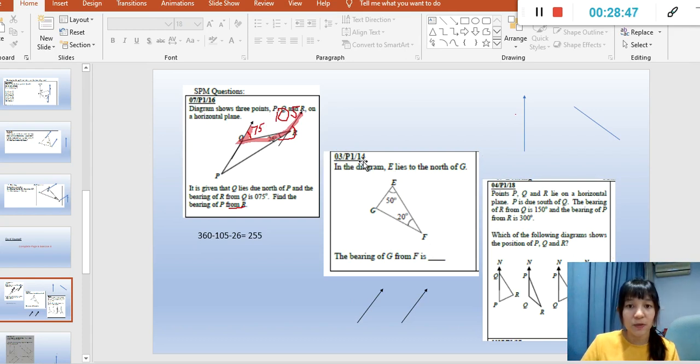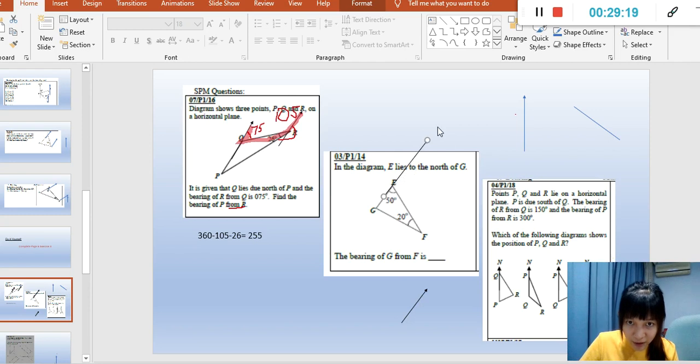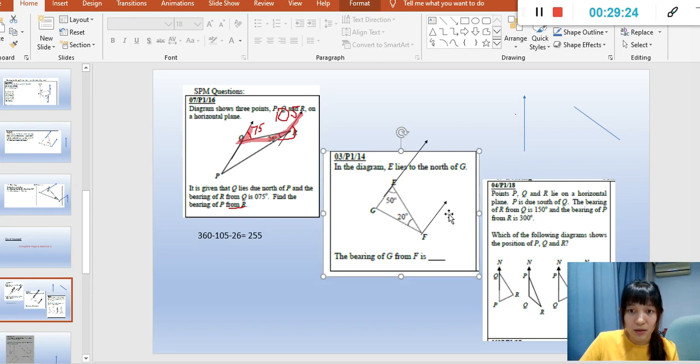Then the next question is the one below this, 2003 paper 1, question 40. In the diagram, E lies to the north of G. I have to understand this. E is on the north of G. G is here, meaning this direction is pointing towards north. If you don't understand, read it out loud a few times, then you will know where your north line is. So E is the north of G, and I label this part as the north line. North line will never change. It will always remain the same.